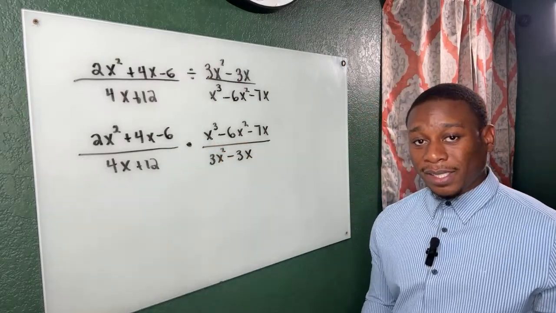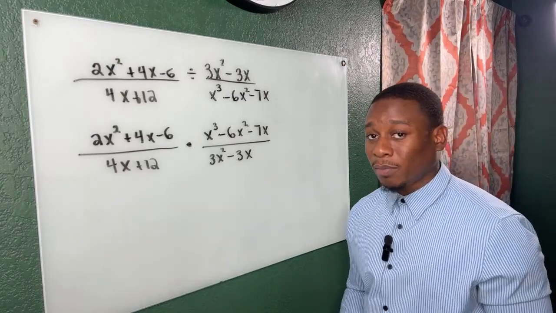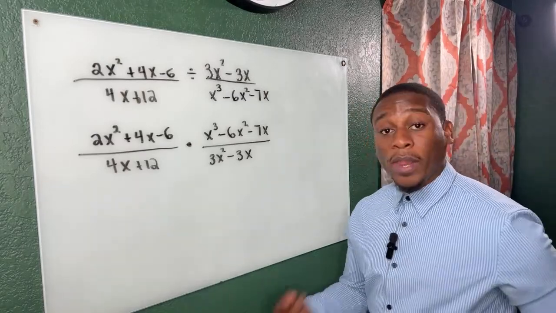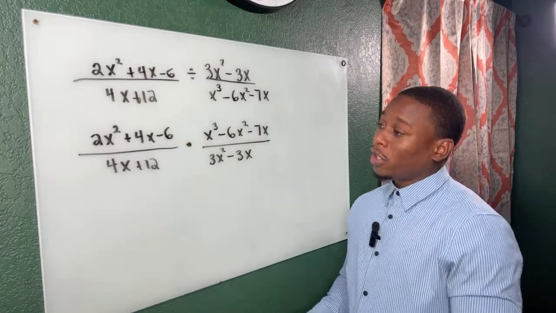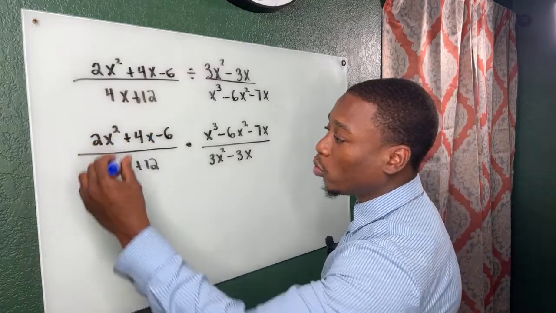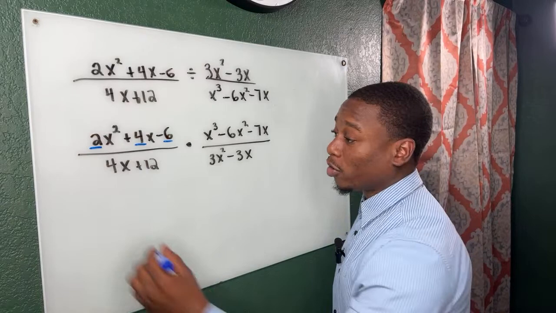Now at this step, right, we are now going to factor and simplify wherever possible. And we have a lot to simplify. So let's look right here. What we could do is pull out a greatest common factor of 2 and divide all our factors by 2.